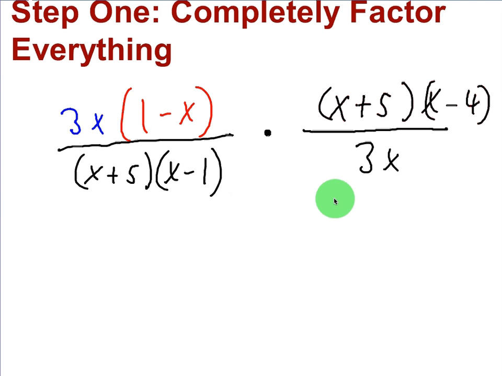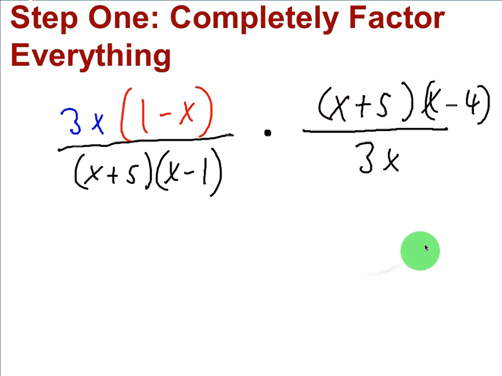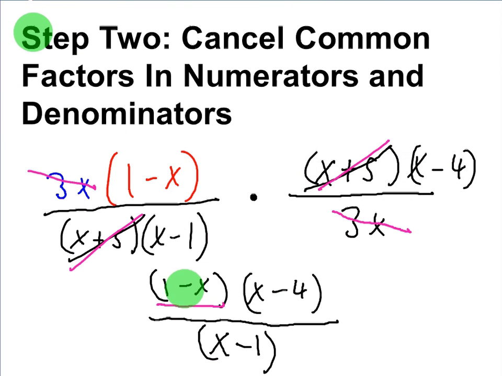All right, so that's step 1, completely factor everything. You know this next step is to cancel. What do you notice will cancel from here? The x plus 5s will cancel, so that one and that one. The 3x's. That's it for now. I'm going to teach you another little trick. I'm scared. All right, so the 3x's will cancel. The x plus 5s will cancel. And we have this.